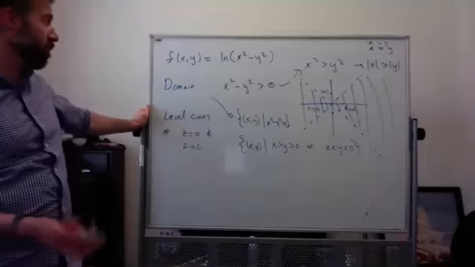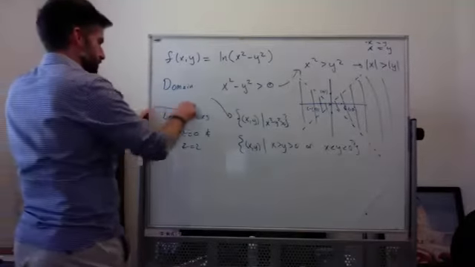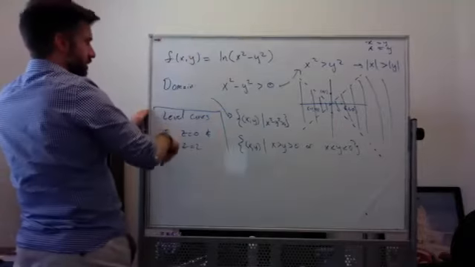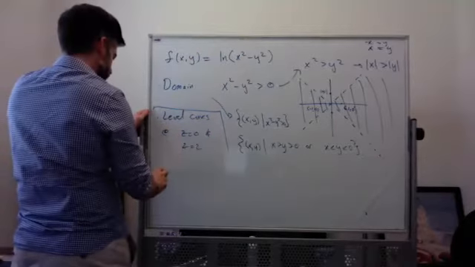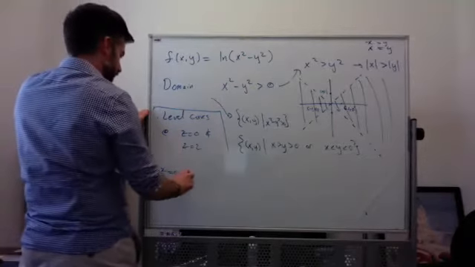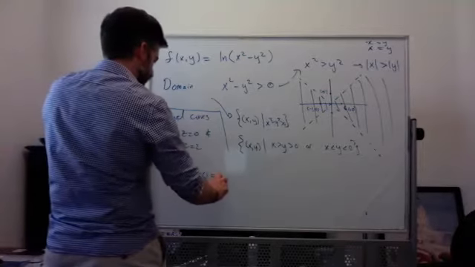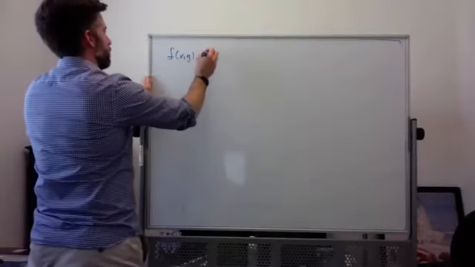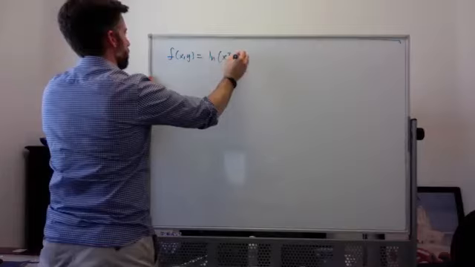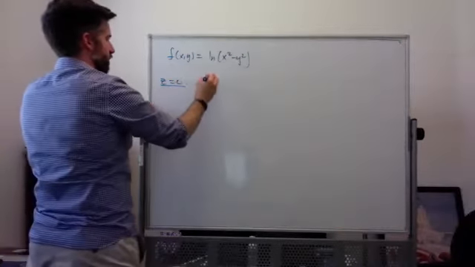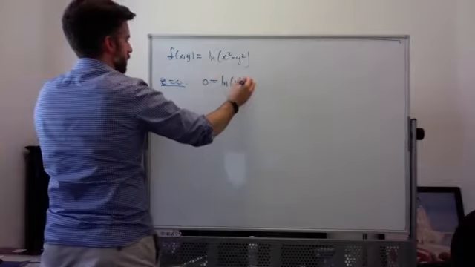As far as the level curves, you're just going to set your function, your z, equal to these values. So z equals 0. I should do this on the other side. Sorry. So I've got z equal to 0. I've got 0 equal to the natural log of x squared minus y squared.